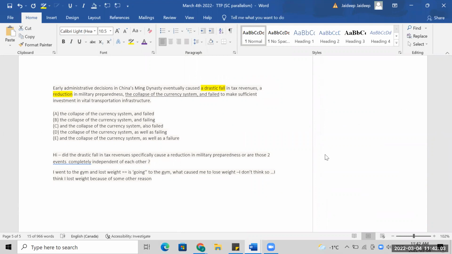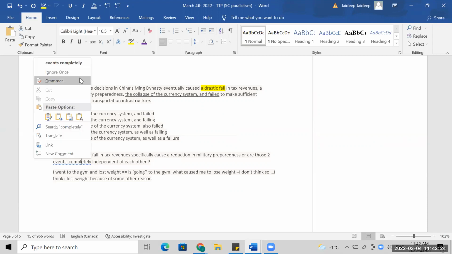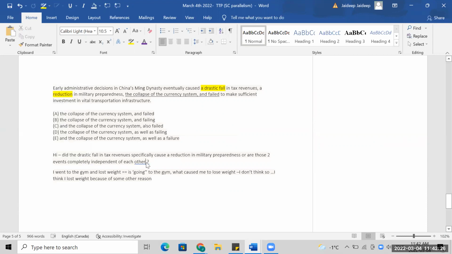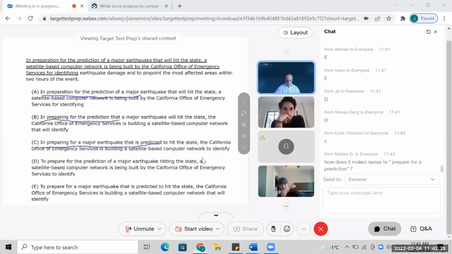So if we start looking at these and comparing these choices, we see in this one it says in preparation for the prediction. In this one it says in preparing for the prediction. And then here, we're doing our comparison and preparing for a major earthquake. So now we have a little different wrinkle in preparing for a major earthquake. So we're starting to see the difference between these choices. To prepare for a major earthquake and to prepare for a major earthquake.